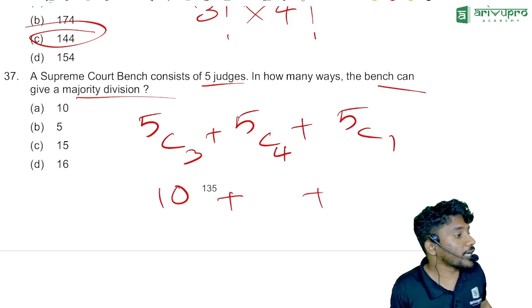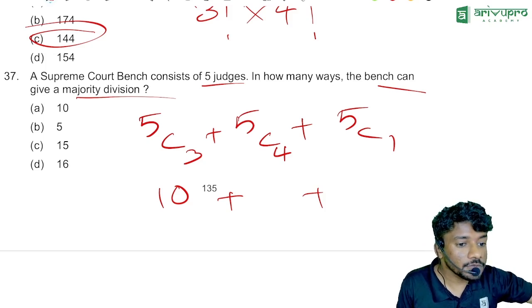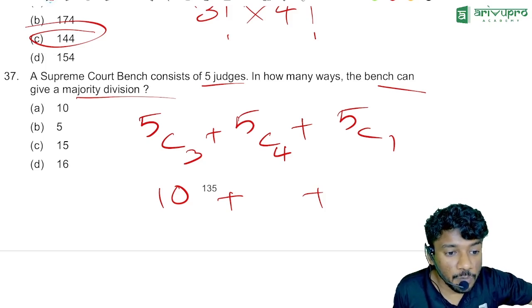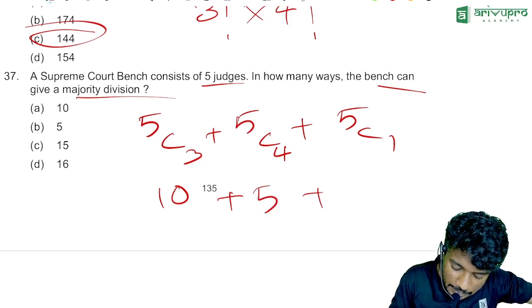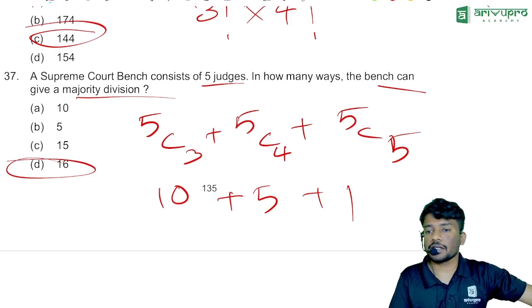5 factorial divided by 4 factorial into 1 factorial. 5C4 is 5. Then how much is 5C5? 1. The answer is 16. Got the point?